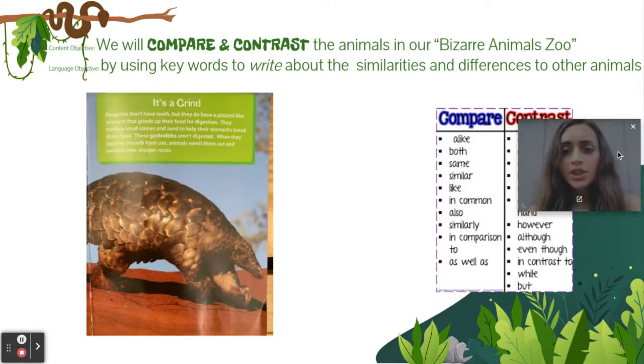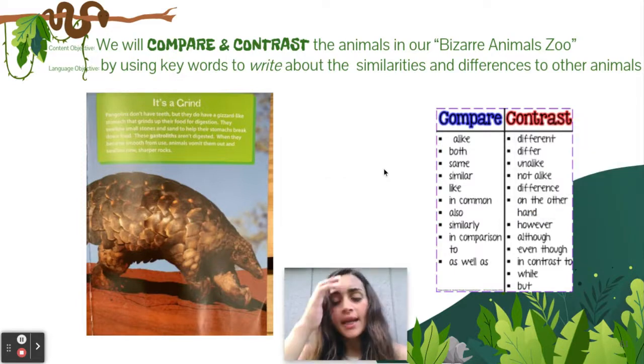I wanted to quickly show you an example of author's writing in the section called It's a Grind. Pangolins don't have teeth, but they do have gizzard-like stomachs that grind up their food for digestion. They swallow small stones and sand to help their stomachs break down food. These gastroliths aren't digested. When they become smooth from use, animals vomit them out and swallow new, sharper rocks. Here we're learning about the teeth they don't have, but what they do have, such as the gizzard-like stomach. So the author used the word but.